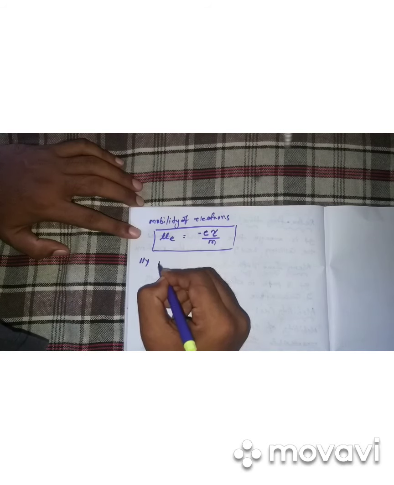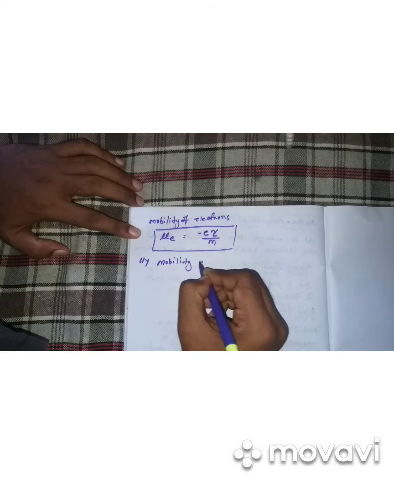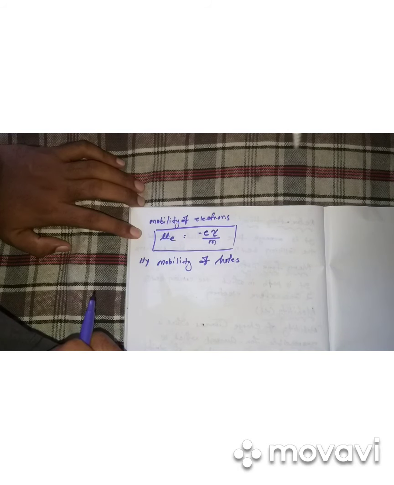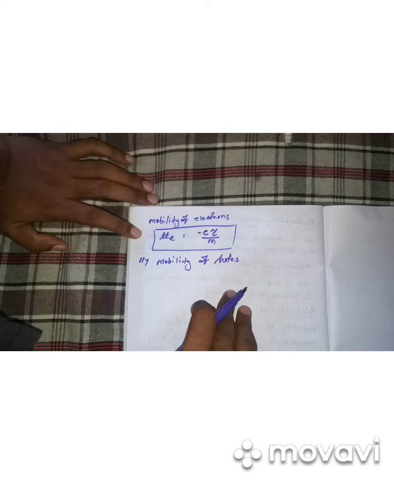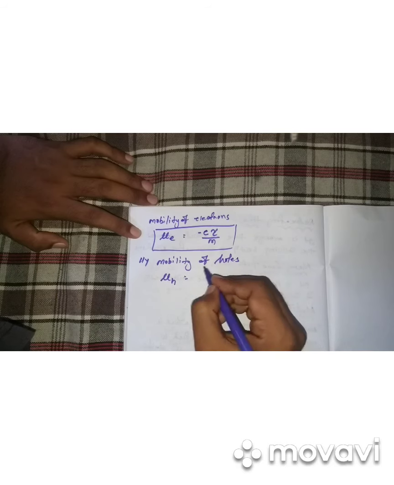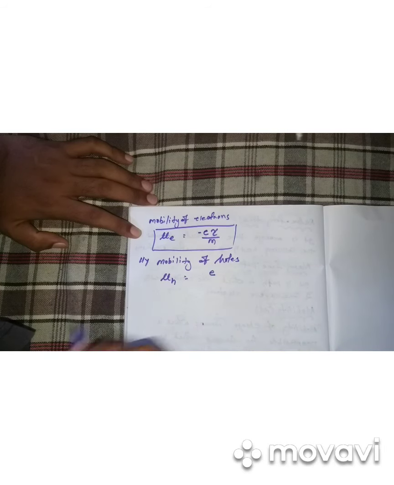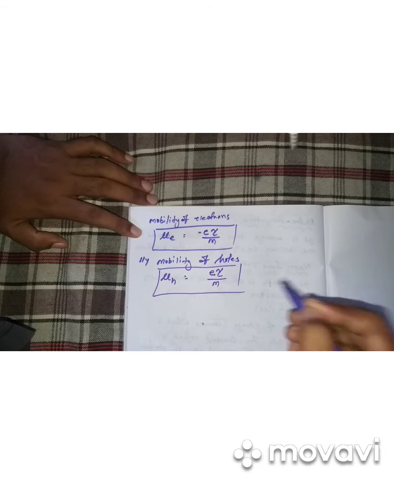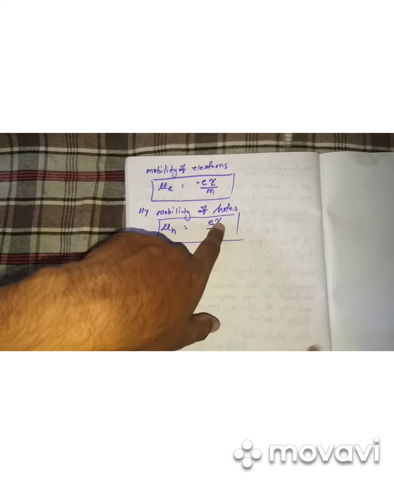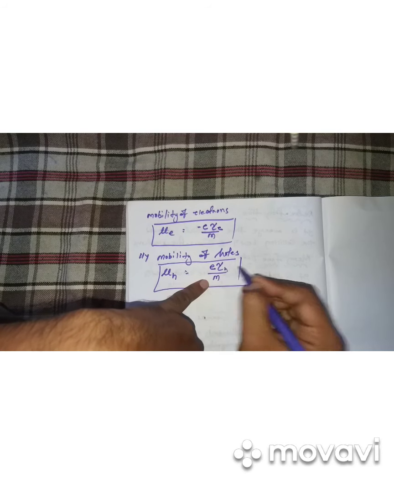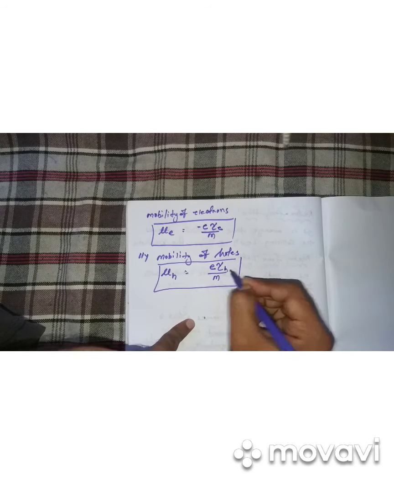Similarly, mobility of holes means that is the vacancy of electron. Already you know that in electronics, hole means the positive charge carrier, electron means negative charge carrier. So mobility of holes equal to e, that is the positive charge carrier, tau by m, where e is the charge of electron, tau is, in that case, tau for electron, in that case tau for hole. Okay, tau for hole.